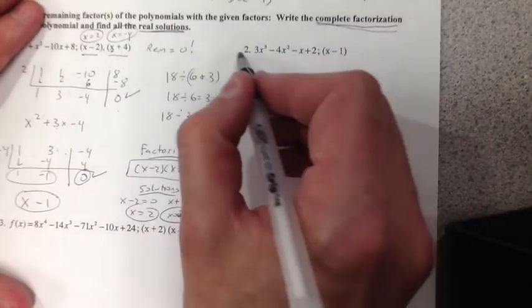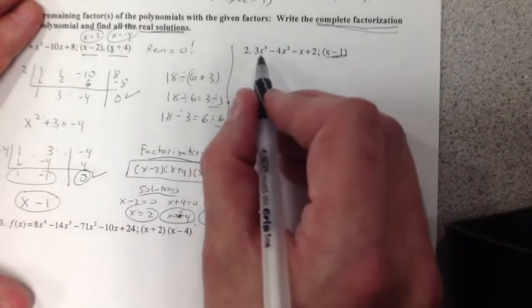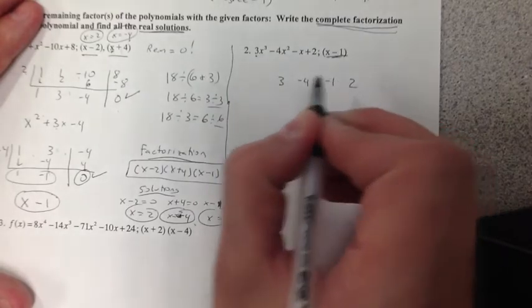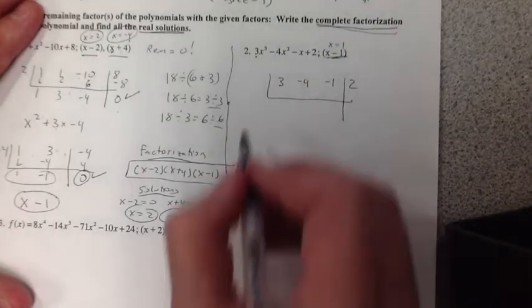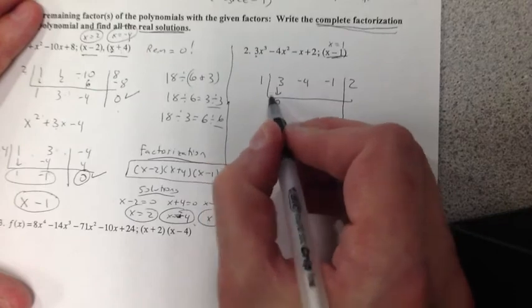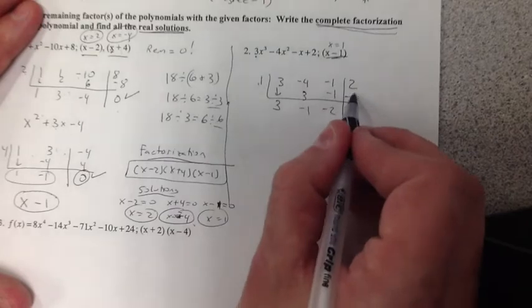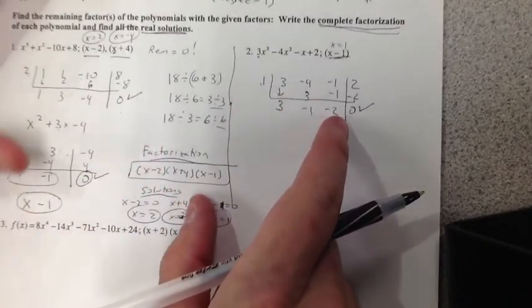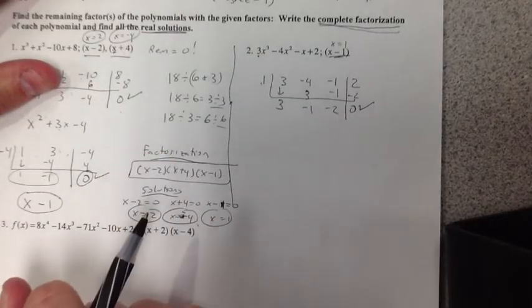Now for number 2, this time they only gave us one factor. So I'm still going to divide it. 3, negative 4, negative 1, 2. And remember, we're going to divide it by the 0, which is a 1. Bring down the 3. We get 3, negative 1, negative 1, negative 2. Negative 2, 0, and that's what I want. So that 0 tells me it's a factor, because that's our factor theorem, or our remainder theorem, from yesterday.